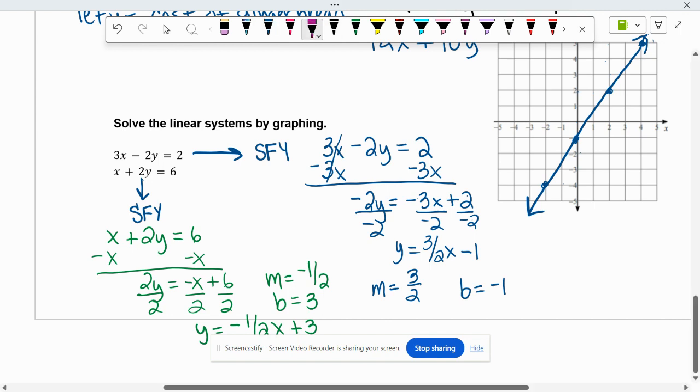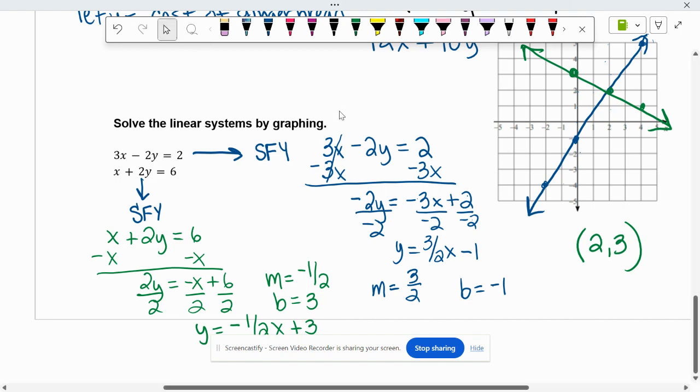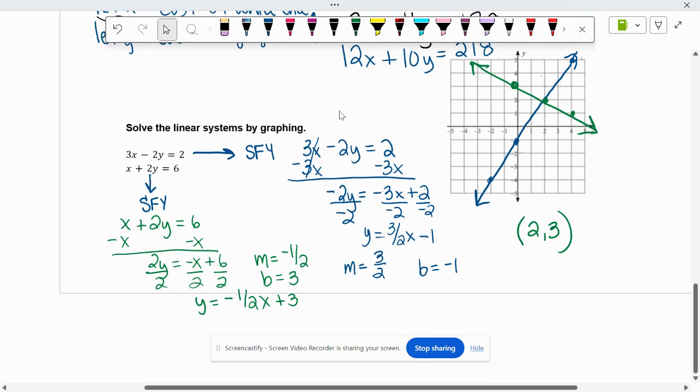Okay. The next line, the green line, begins at positive 3 and has a slope of negative 1/2. That means I go down 1 to the right 2, down 1 to the right 2. I already see the place where they intersect. The solution to this is what point? It's the ordered pair 2, 3.